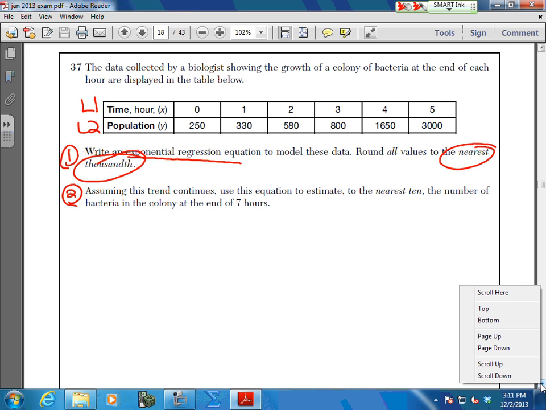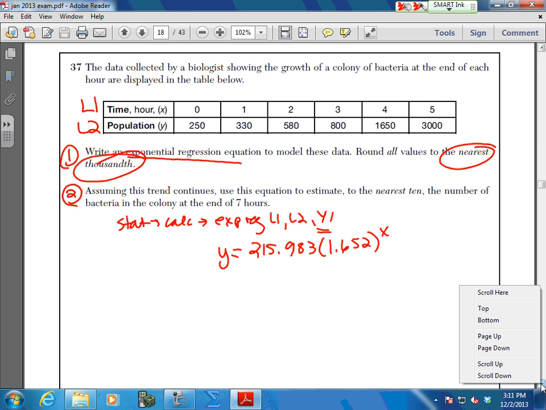So you're going to put this in your calculator: stat, calc, exponential regression, L1, L2, Y1. Put this in L1, L2, go here, make sure you put your Y1, and I like to go to my Y equal and round those as well. And you should come out with your equation rounded to the thousands. The thousands is 3 decimals. This is the first part. Make sure you label everything.